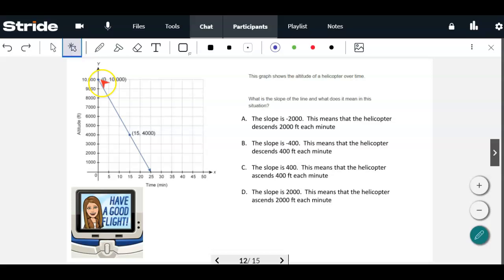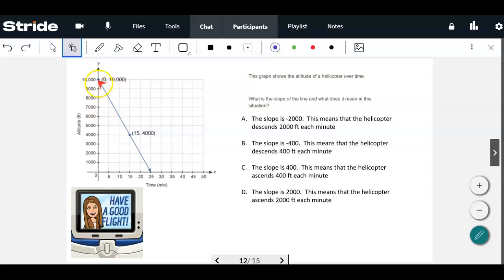All right, so this is not proportional. It doesn't go through the origin. It is negative. It's going down. It shows the altitude of a helicopter over time. So it's going down for landing, I'm assuming. What is the slope of the line, and what does it mean in the situation?